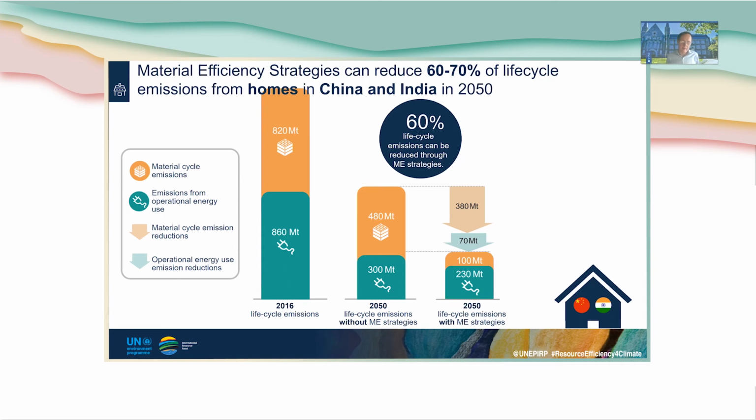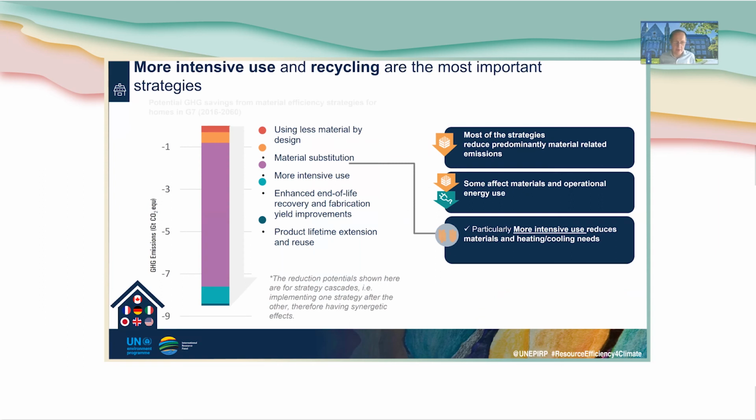Next slide. If we then look at the different strategies, this is going back to the G7 countries. What you actually see is that there are some strategies that have a much larger contribution than other strategies. And it's really interesting to see how the purple part, which is more intensive use, is by far the largest and most important strategy because of the reduction of the energy-related emissions by that strategy and not the other strategies. And so in our case, with the current way the model runs, product lifetime extension has, for example, very little gains because it sort of delays the introduction of more efficient technologies.